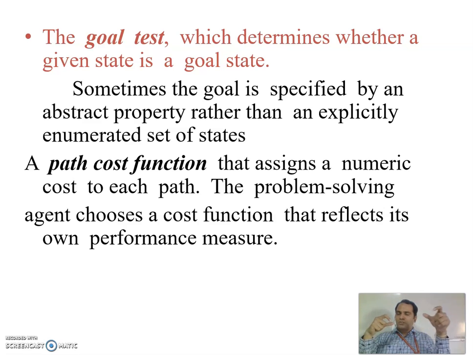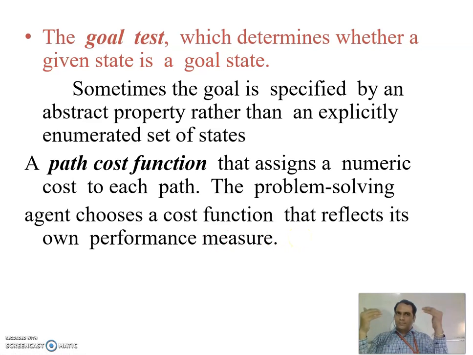Now each individual part, whatever we consider here from Hyderabad to Nalgonda, becomes a step of the path. So the combination of step costs will give you the path cost. A path cost function assigns a numeric cost to each path. The problem solving agent chooses a cost function that reflects its own performance measure.